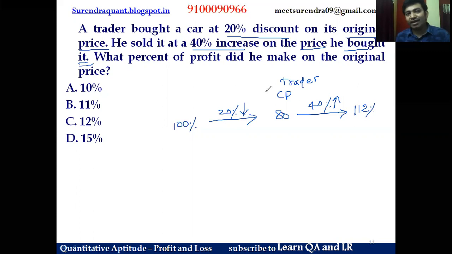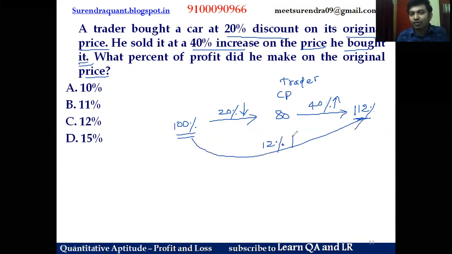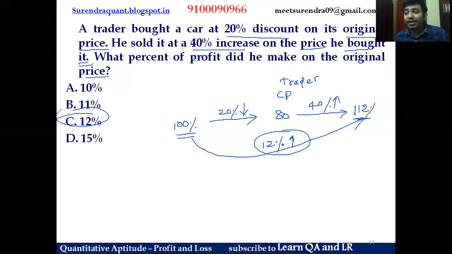But the question is, what percent of profit did he make on the original price? So original price is 100 and later it is 112. How much extra price is he selling at? So he is selling at 12% extra. So the option 12% gain makes sense. So try to see on what value you are supposed to calculate the profit percent or loss percent.